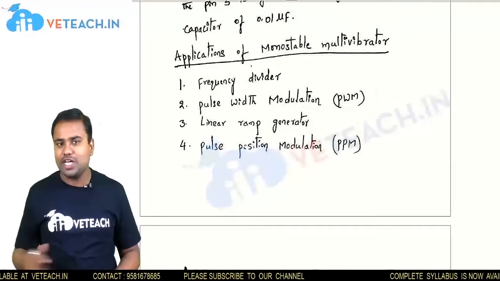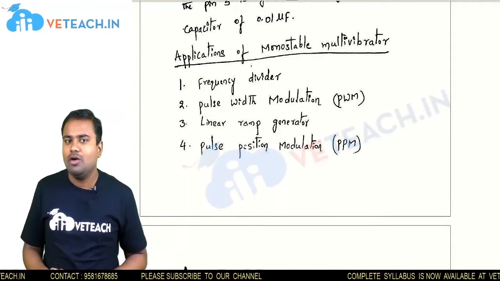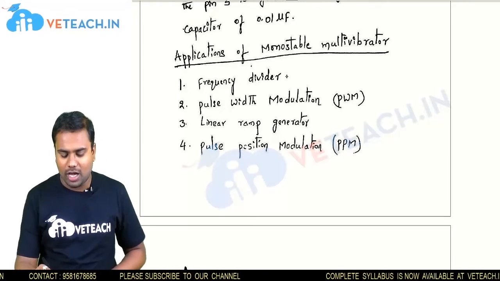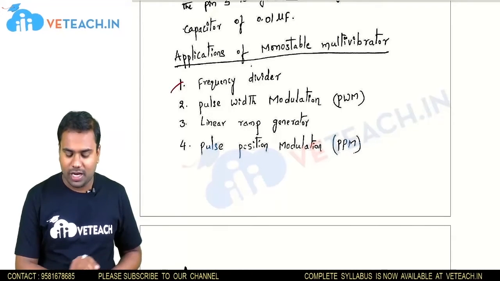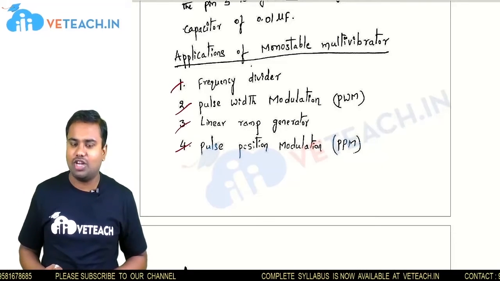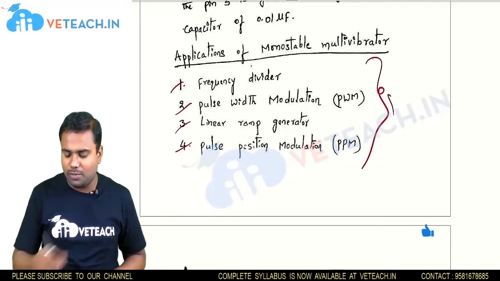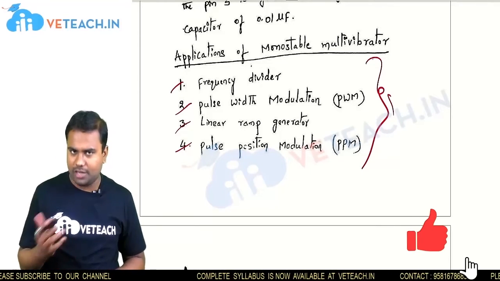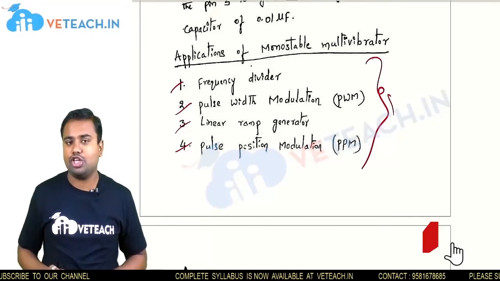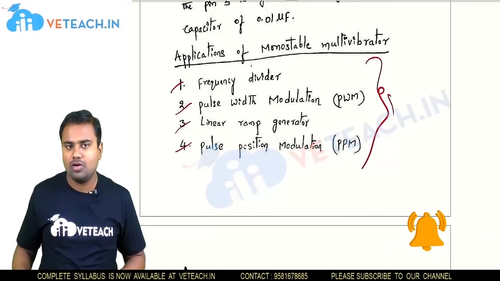Okay, and coming to the applications of the monostable multivibrator, we have 4 important applications. One is a frequency divider, the second is pulse width modulation and linear ramp generator, and the last one is pulse position modulation. So by using our monostable multivibrator with IC555, we can work on these different types of applications. Okay, thank you.